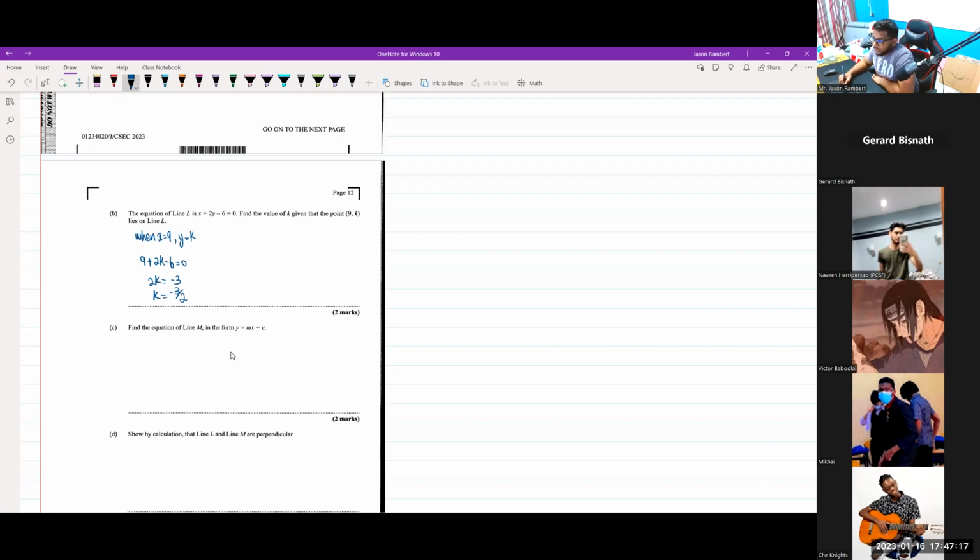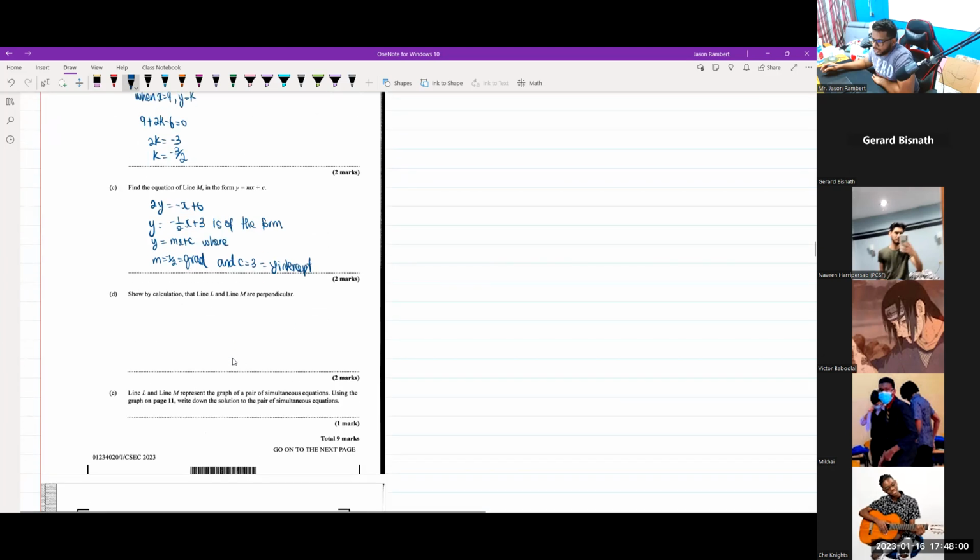Find the equation of the line. 2y is minus x plus 6. y is minus a half x plus 3. I hope you all put this. Did you all put this? Yes, sir. Good. Where m is minus a half, the gradient, and c is 3, the y-intercept.